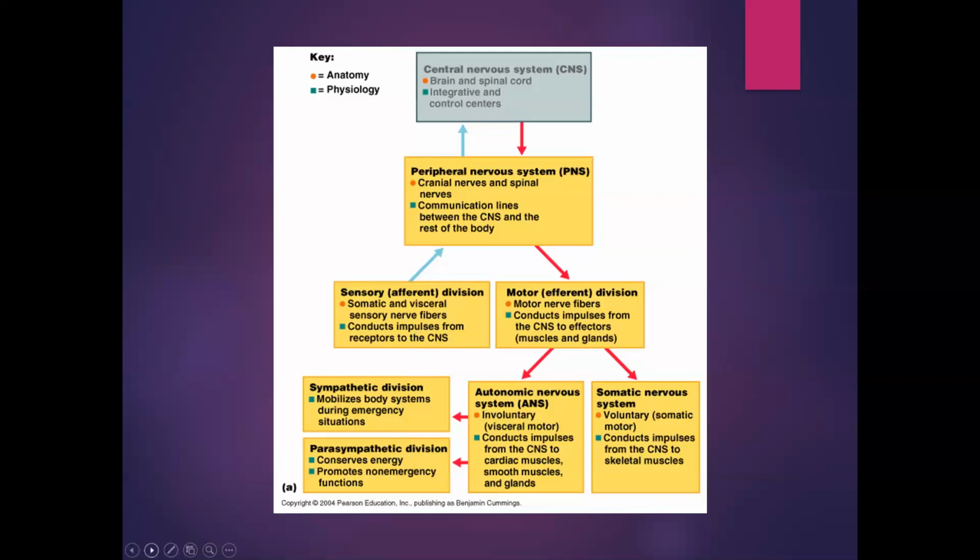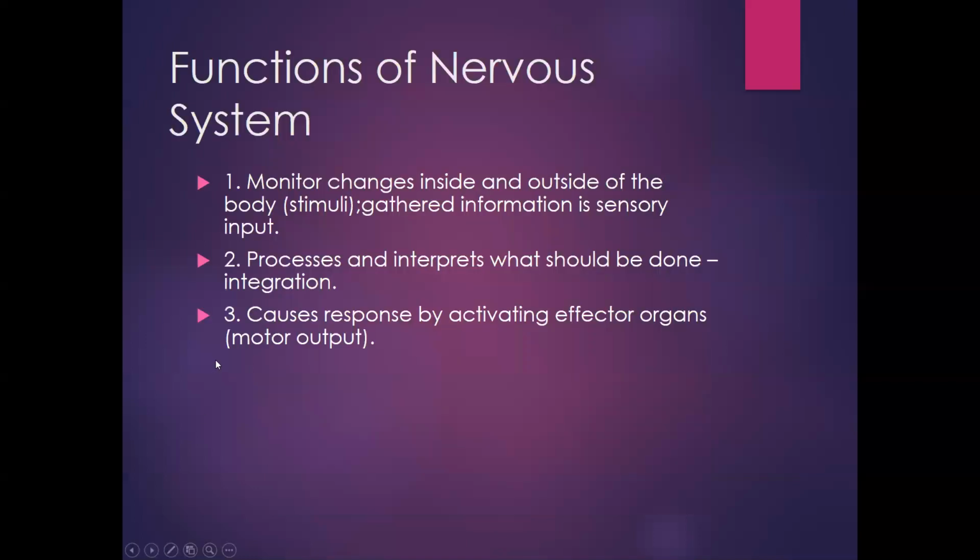Okay, now here is just a nice short little summary of the functions of the nervous system. Monitor changes inside and outside the body, which are stimuli. Gather the information as sensory input, and then integration processes and interprets what should be done, and then causes responses by activating effector organs, motor output.